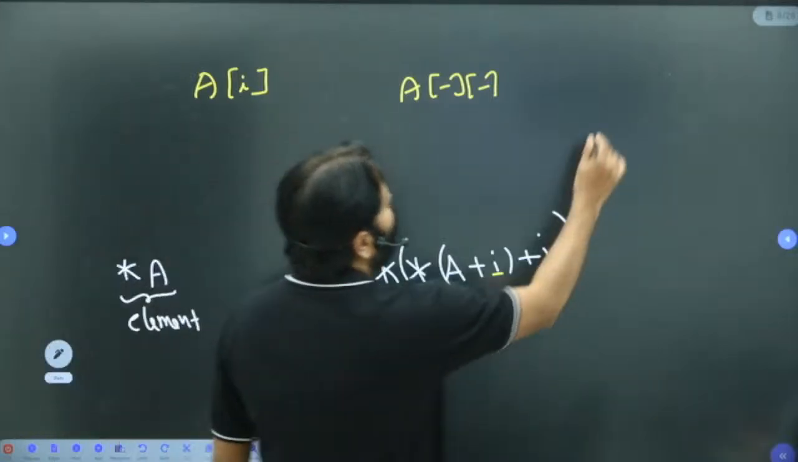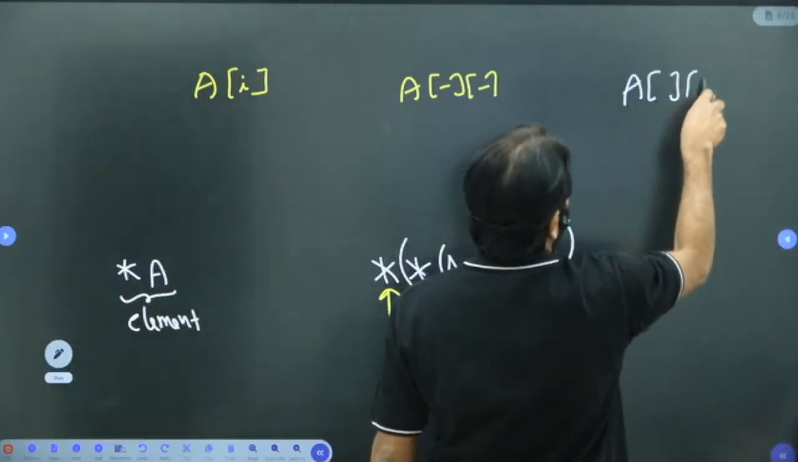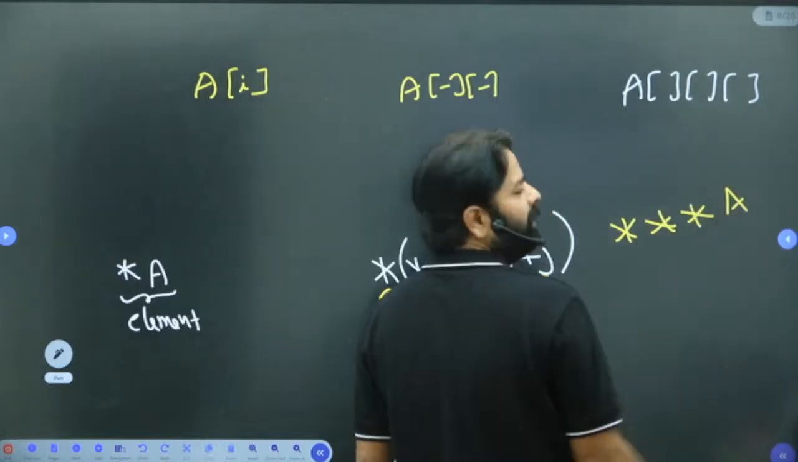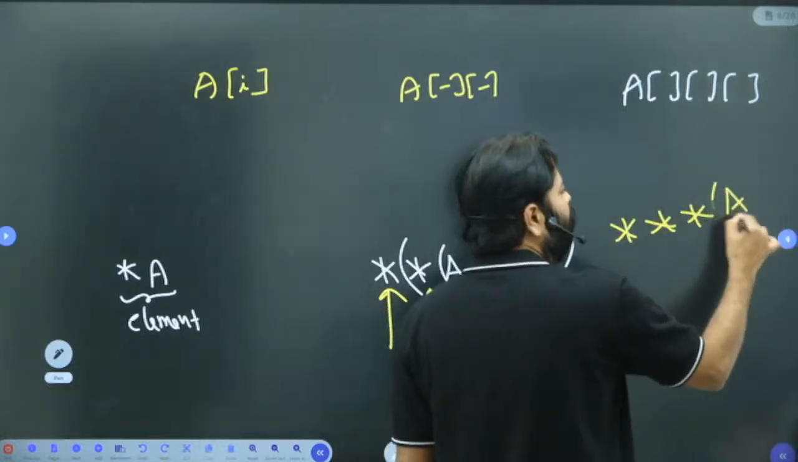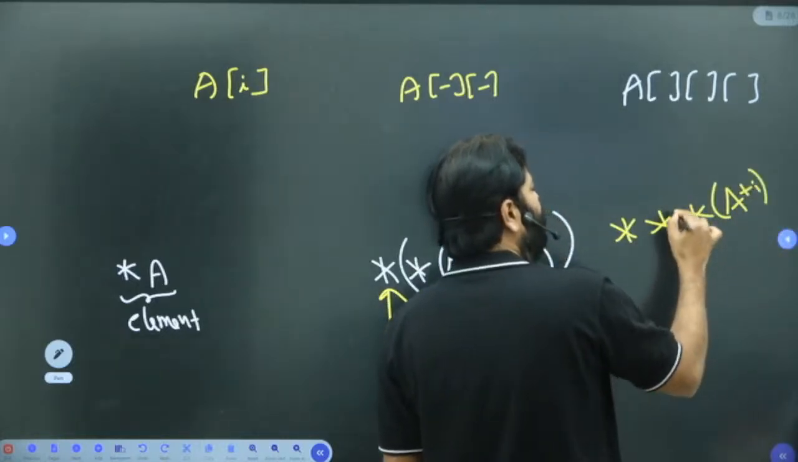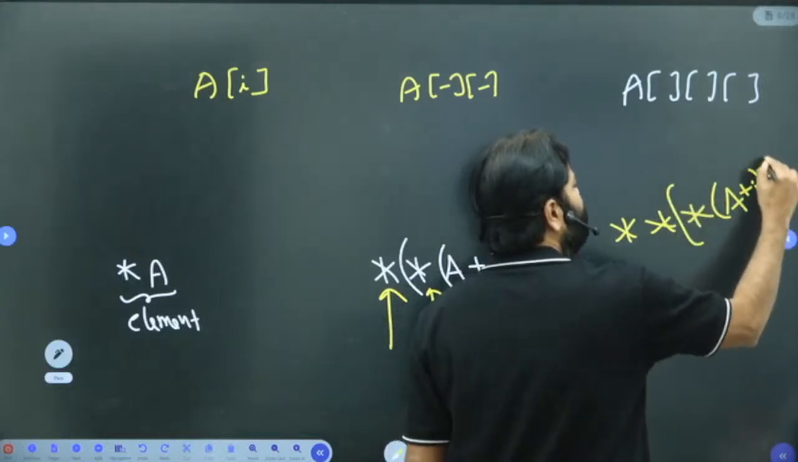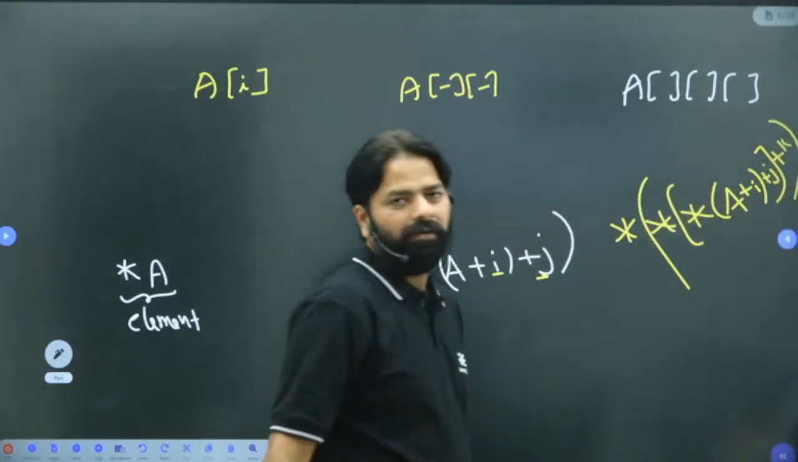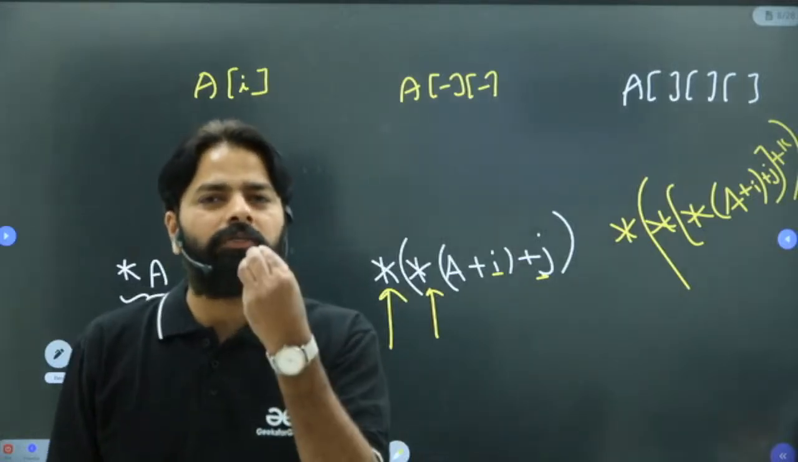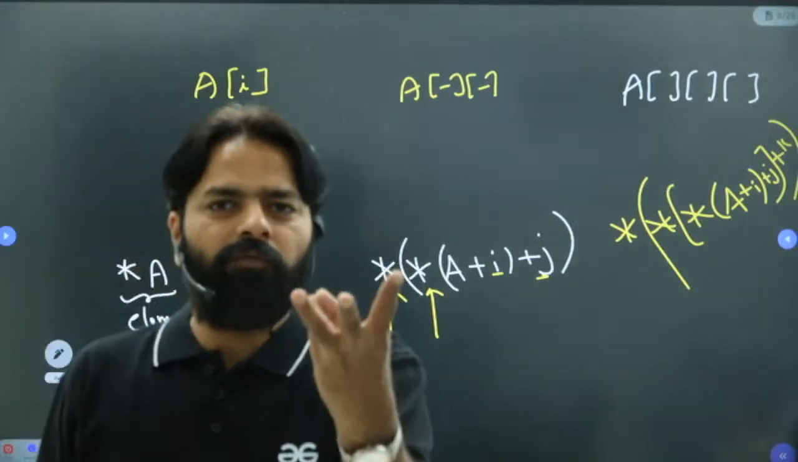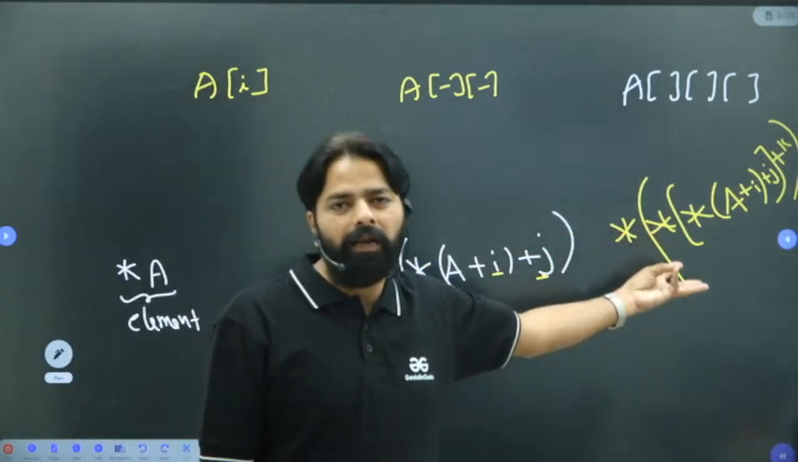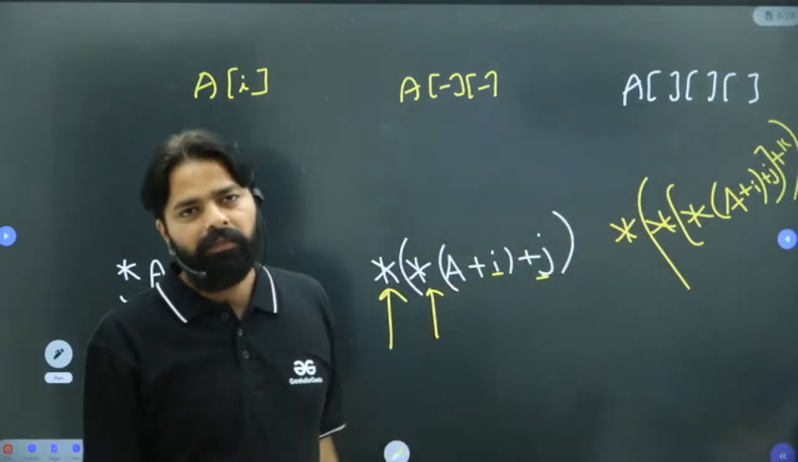If you have 3D, then you need 3 stars to access the element. But first one, you will say plus I, and maybe you will say plus J, or maybe plus K, something like that. This is how you understand to reach an element. If you do not go for the 3 stars for 3D, an element will not come. You will get an address other than 3 stars, right?